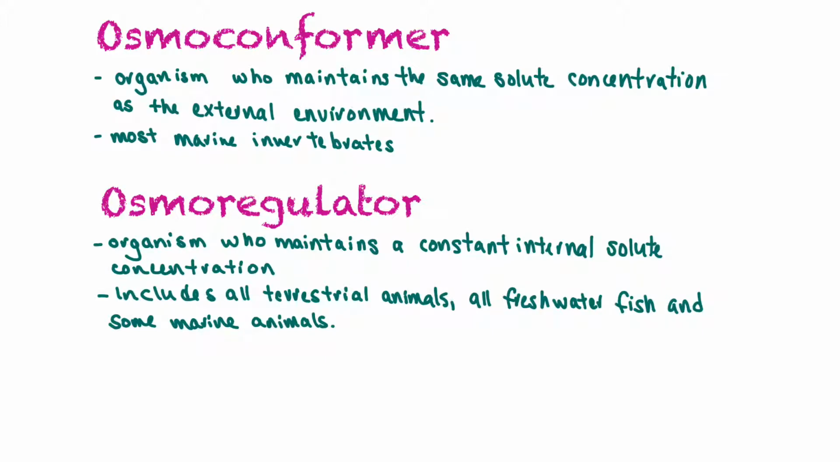There are two different types of organisms. So osmoconformers, the organism just maintains the same solute concentration as the internal environment, so they just conform to their surroundings. Most marine invertebrates are osmoconformers. Osmoregulators would be an organism who maintains a constant internal solute concentration, so there are acceptable values. So now energy will need to be spent to make sure that the internal solute concentration is what they want. And this would include all terrestrial animals, all freshwater fish, and some marine animals.